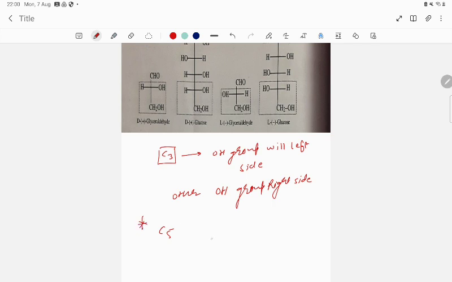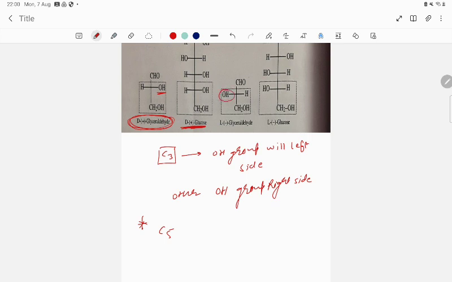Here we have to match with D-glyceraldehyde. If the OH group is on the right side, it is going to be plus glucose, because here it resembles plus D-glyceraldehyde. So plus, that is D-glucose.